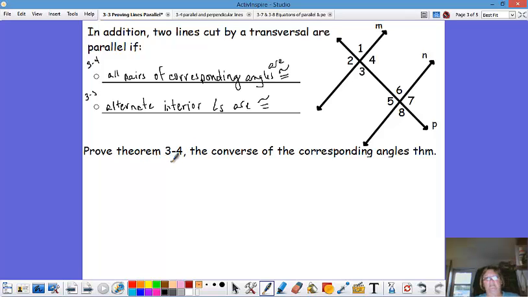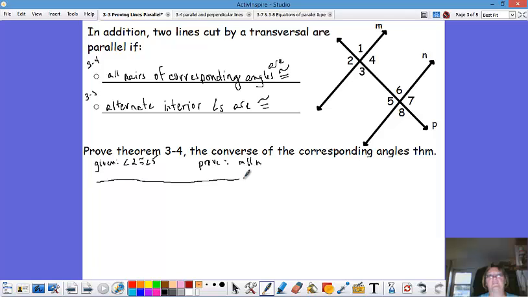It wouldn't be geometry, at least this part of geometry, if we didn't ask you to think about a proof. And we want to be able to prove theorem 3.4, that when two lines are cut by a transversal, if you get equal corresponding angles, then the two lines must be parallel. So our given information this time will be that angle 2 and angle 5 are congruent. If that's the case, we want to prove that M is parallel to N. Exactly the backwards of what we had yesterday.